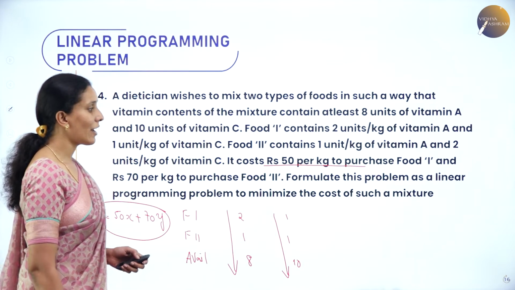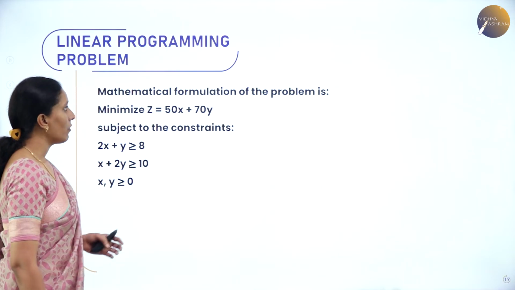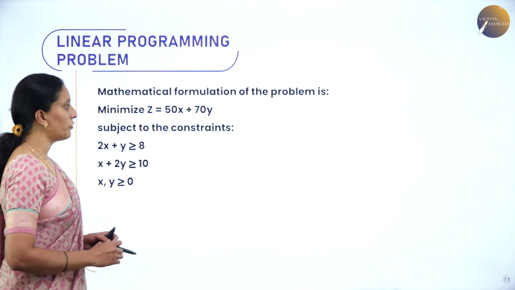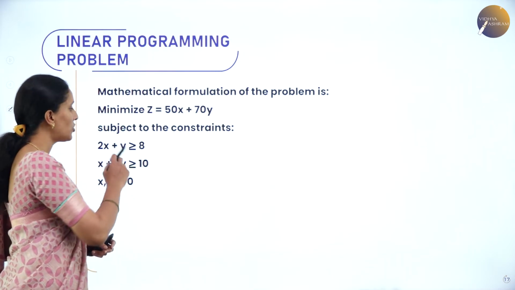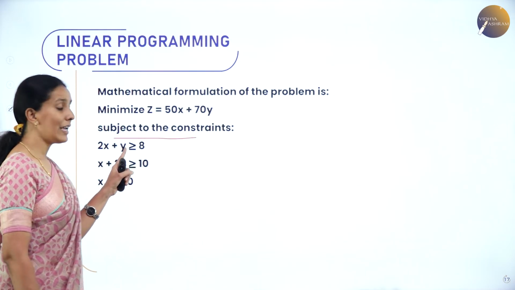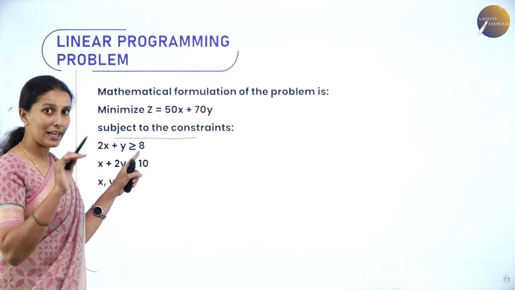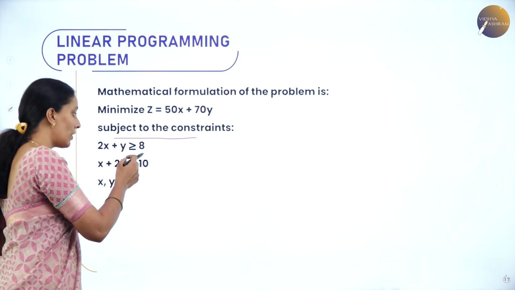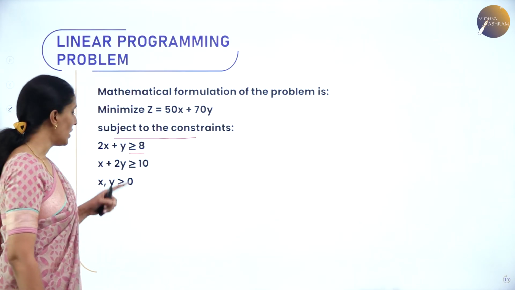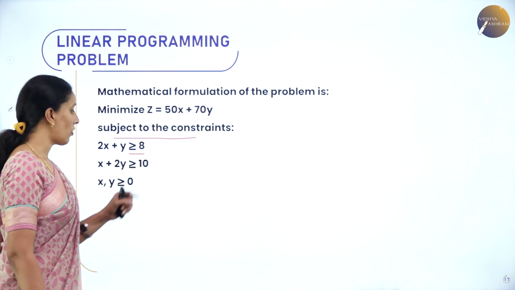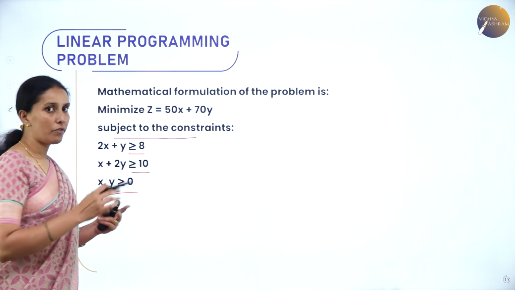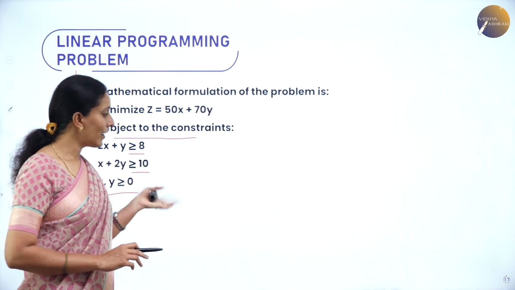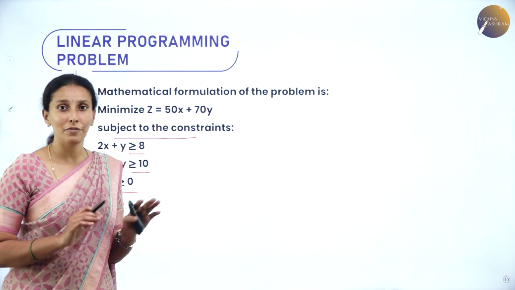So, let's see how we can formulate this. We can formulate the problem as: minimize the cost Z is equal to 50x plus 70y subject to the constraint 2x plus y greater than or equal to 8. When I say at least, it means it's a minimum value. It can also have greater than 8. So, we will have to write greater than or equal to. Similarly, x plus 2y is greater than or equal to 10 and x, y obviously greater than 0, which means graphically the solution lies in the first quadrant.